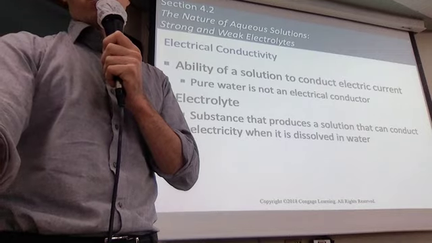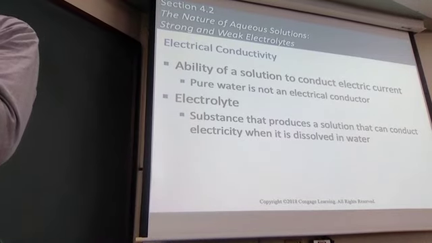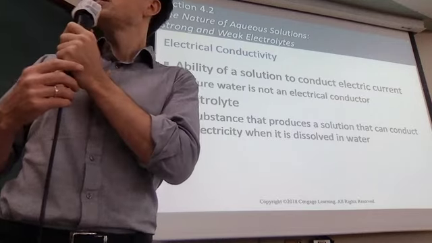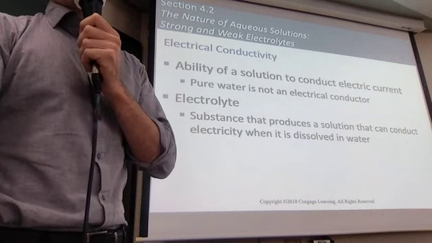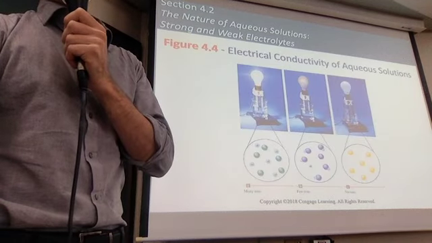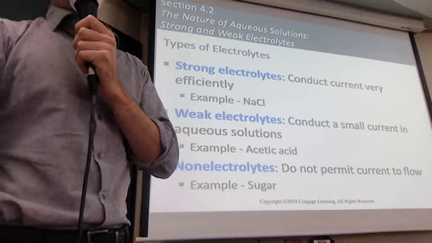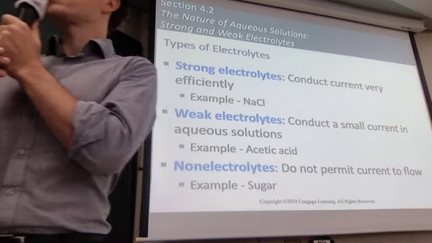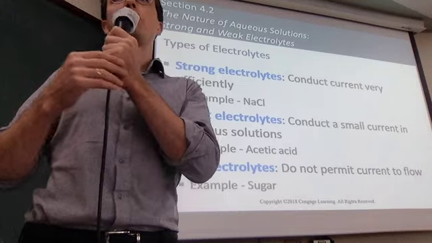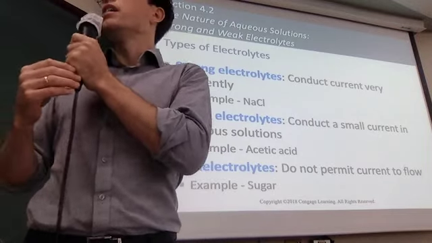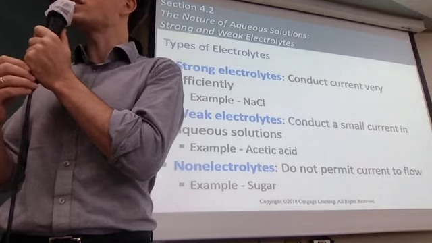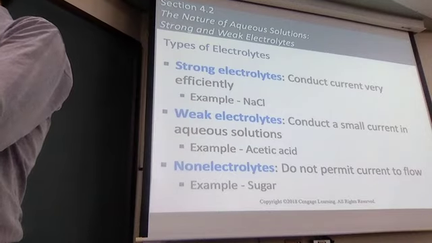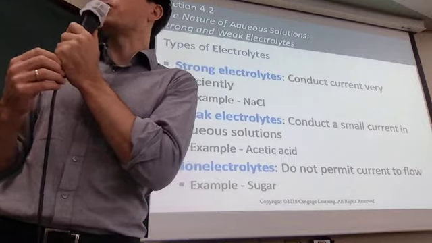We talked about conductivity, so that ions in solution form an electrolyte, and this electrolyte can conduct electric current. Water itself would not be an electric conductor. You need these ions to conduct electricity. And then we categorized these different types of electrolytes: strong, weak, and non-electrolytes. Strong electrolytes are those which dissociate completely into their ions. They produce a lot of ions which can conduct current. We have weak electrolytes which conduct only a small current in aqueous solutions. And we have the non-electrolytes which do not permit any current to flow.